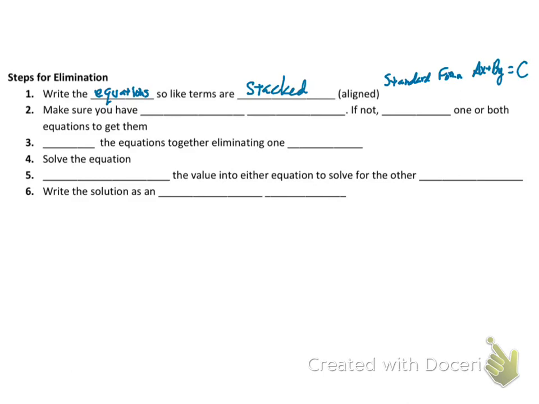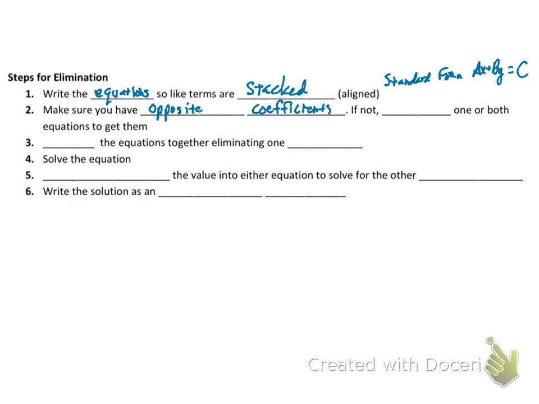So once our equations are stacked, we have to make sure we have opposite coefficients for one of the variables. So remember, the coefficients are the numbers in front of the variables. So opposite, if one's positive, the other one needs to be negative. You'll see what that looks like in a problem.